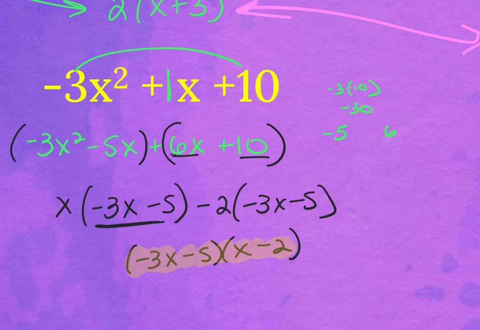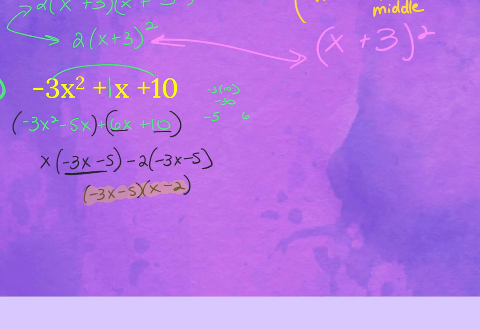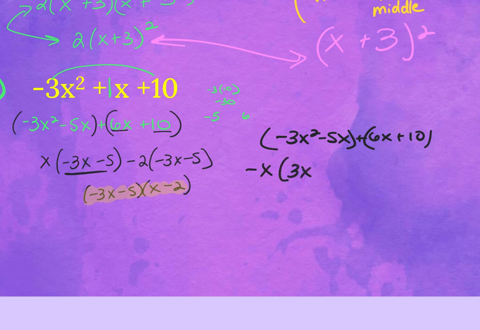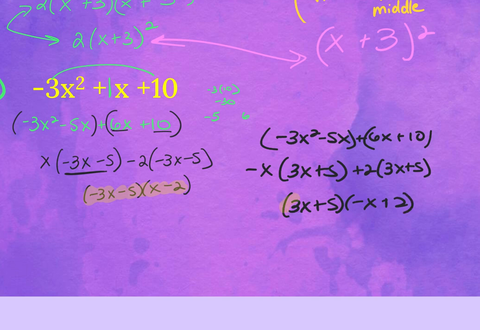For the first parentheses, can you just take out a -x? Yep, so if you took out a -x from the first one, then you don't have to take the negative out of the other one. So it would be 3x plus 5, and then I'd only have to take out a 2. So I get 3x plus 5 and -x minus 2, or plus 2. So both of those are right.